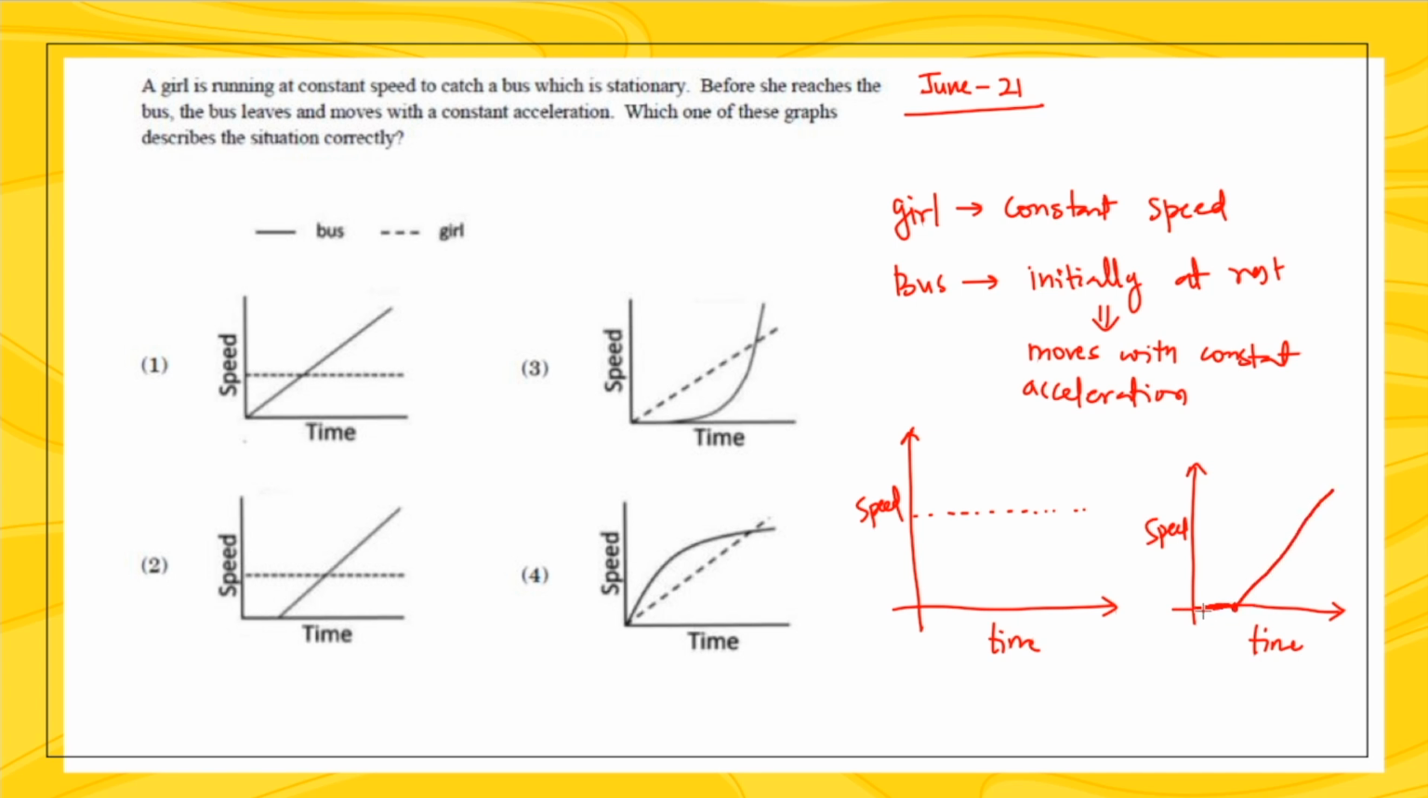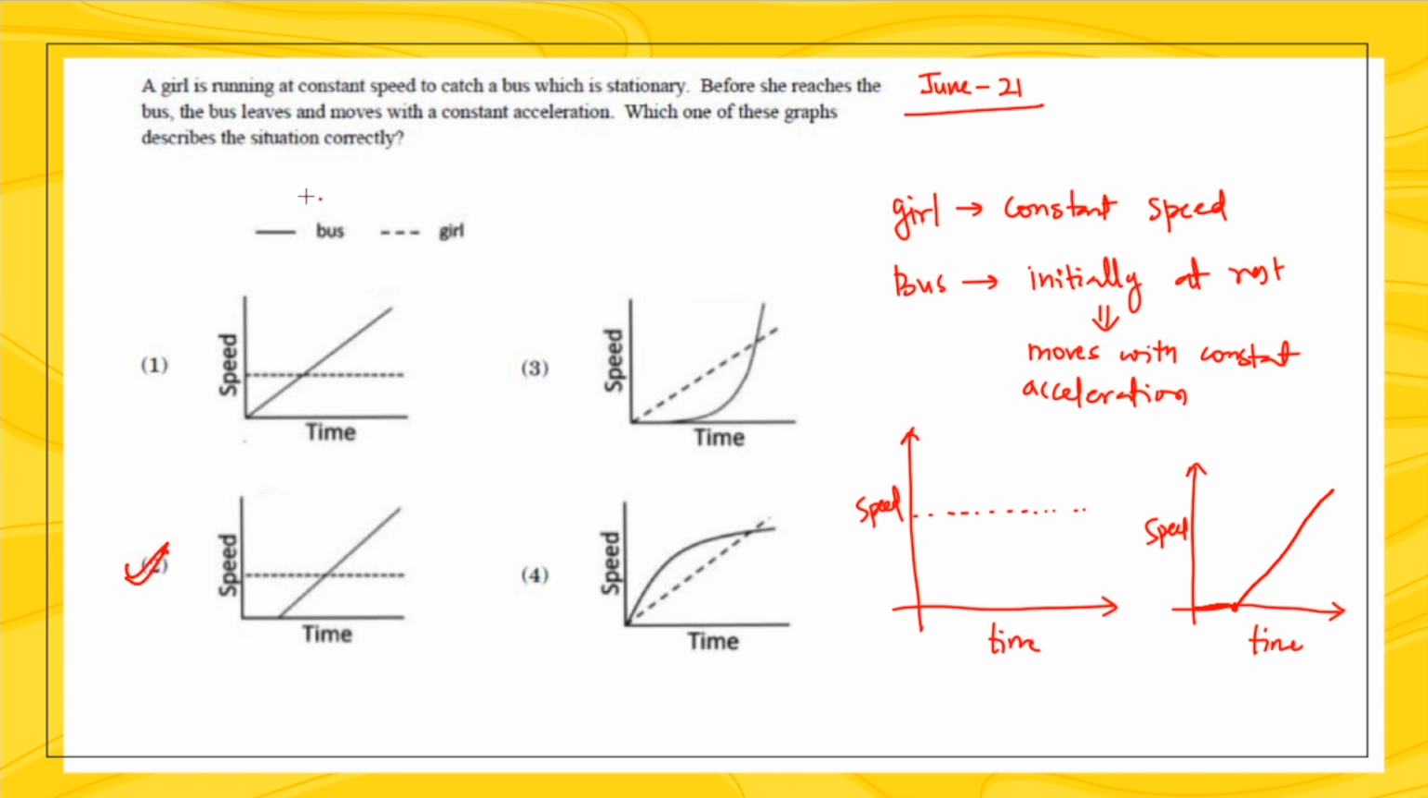So the graph should not start from the origin because it moves with constant acceleration, but initially it is at rest. We have to follow both things. Initially it is at rest, which means the speed is not changing, the speed is 0. So initially the speed is 0 for some time, and after that it moves with a constant acceleration. Considering both of these together, the correct answer becomes option number 2.